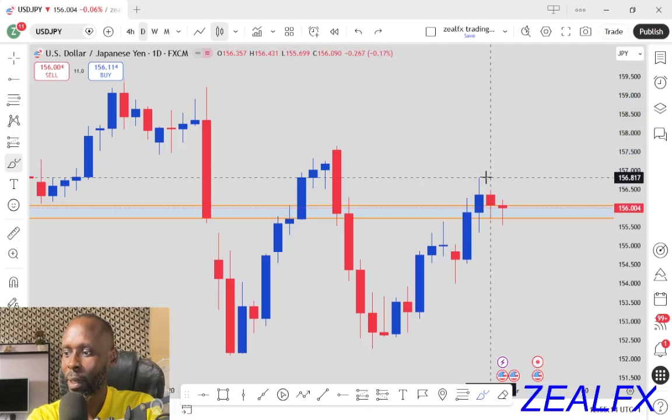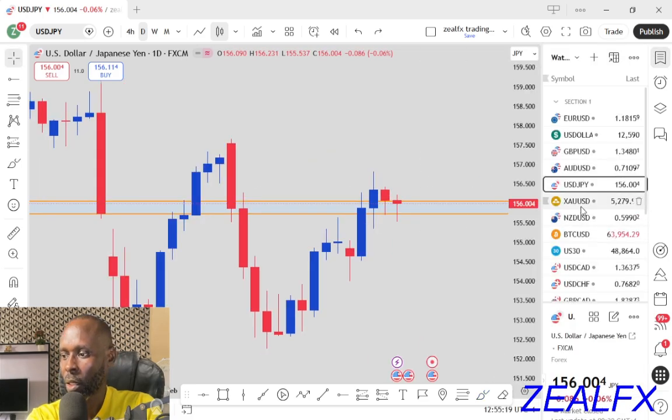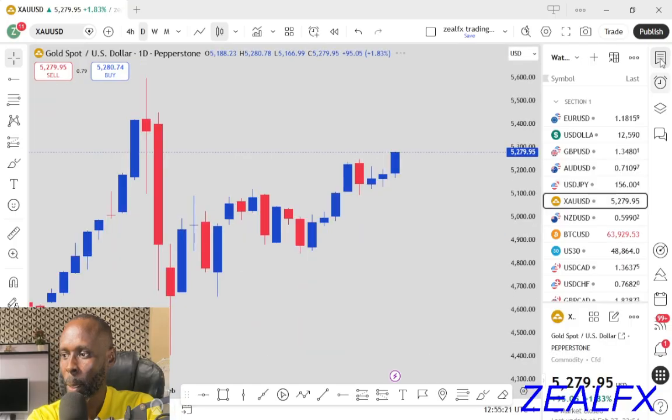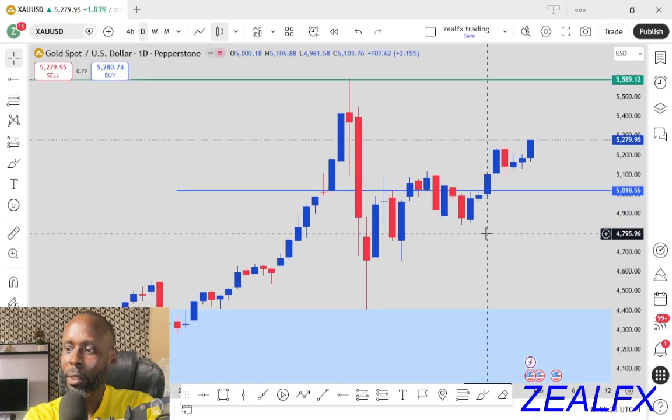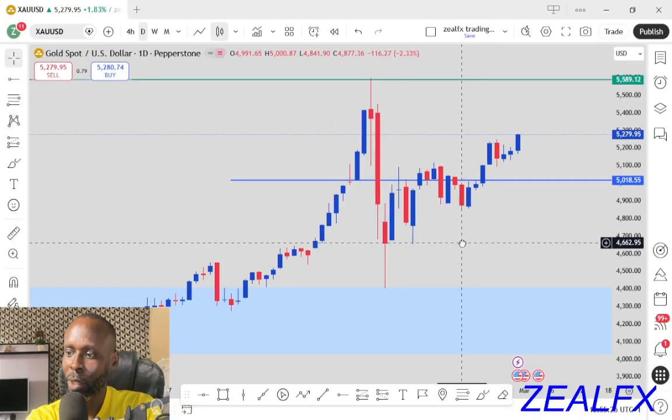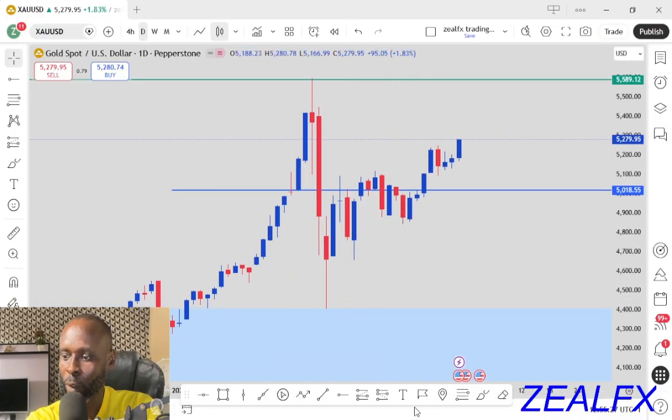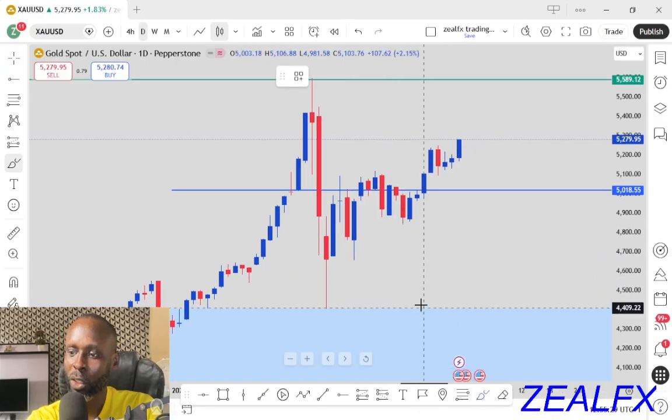So let's look at our next pair, which is the gold USD. So gold USD on my daily chart still remains bullish. We still have this strong momentum for buying opportunity on the gold USD. So let's look at the structure.